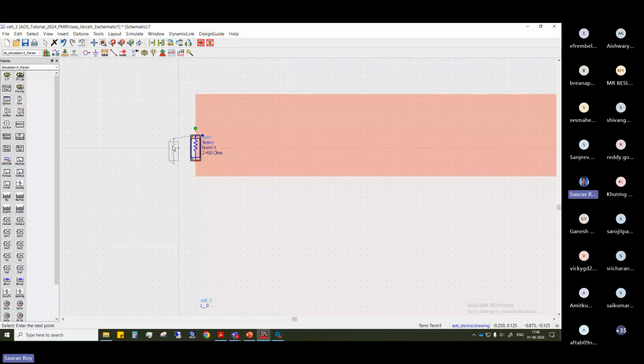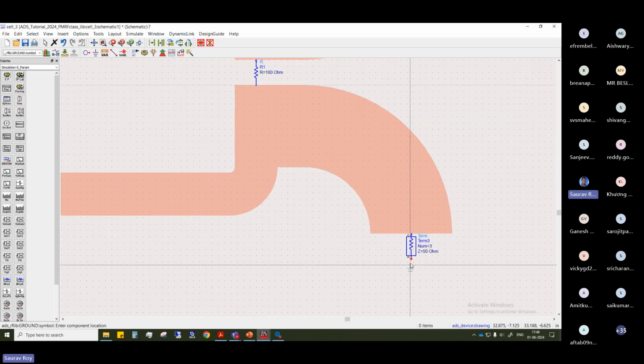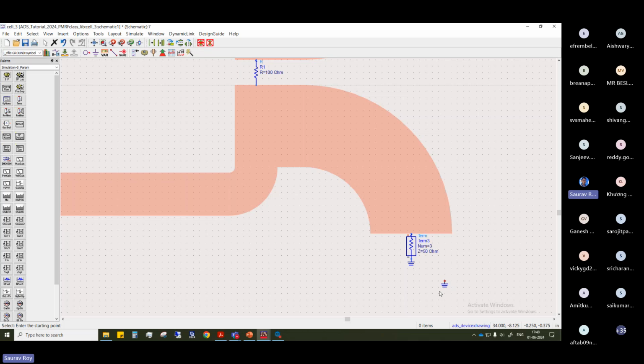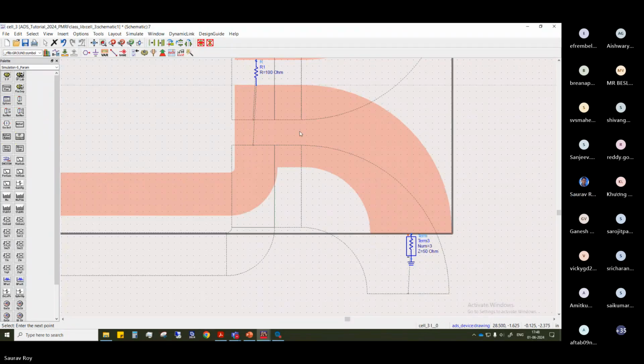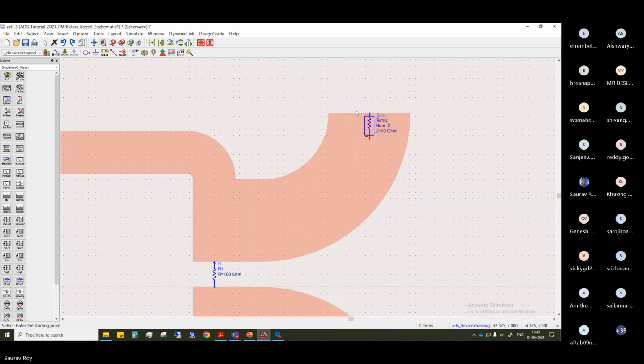So this, you see, is normal. We add the ground here. We add the ground here as well. So these are the normal port terminations, 50 ohm terminations. Okay, nothing else. So see, all the ports we have defined.